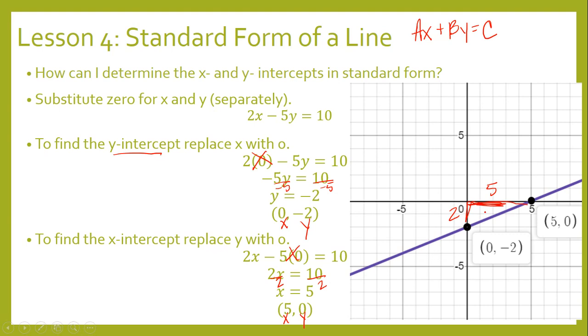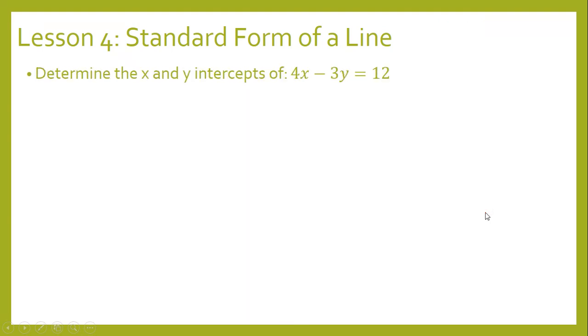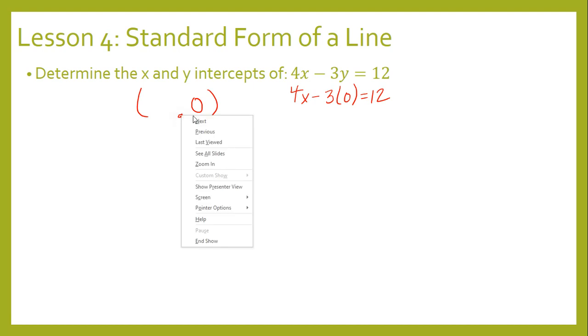Okay, so here's another example of finding the x and y intercepts. And what you're going to do to find the x-intercept is replace y with 0. Right? Because my x-intercept is going to have a y value of 0, because if you cross the x-axis, any point on the x-axis is going to have a y value of 0. You're not going up or down any spaces.